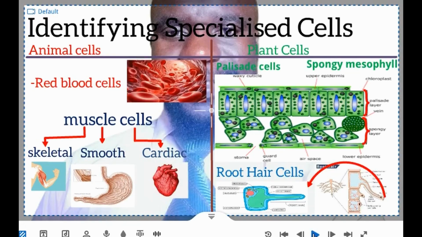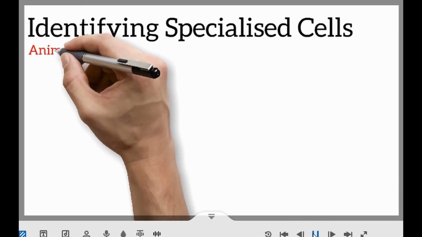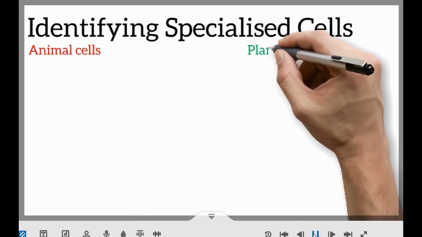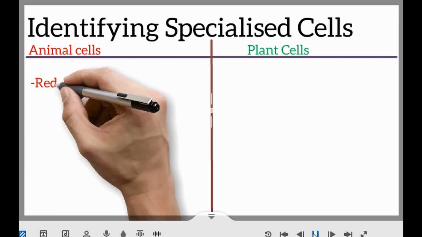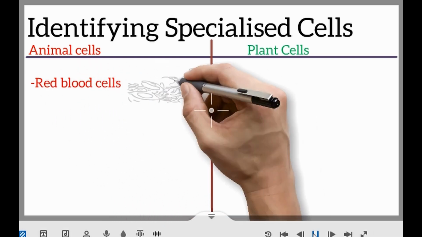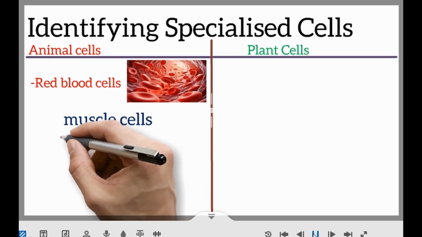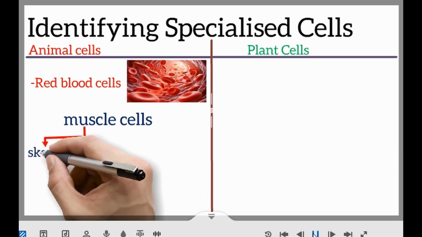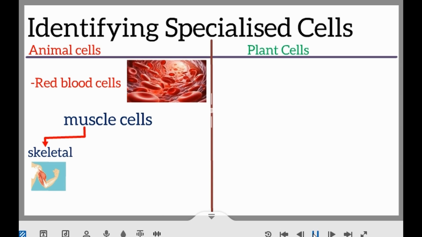Identifying specialized cells. We have got plant and animal cells, of which in animal cells we have got red blood cells, and these are red blood cells. We also have muscle cells, which are categorized into skeletal muscle cells, which are normally found in the hands or legs or any flesh attached to the bones.